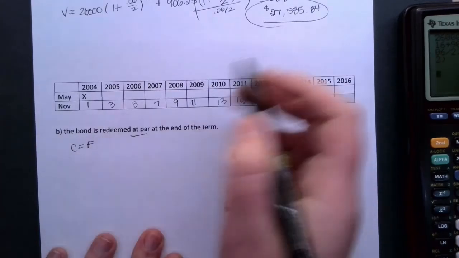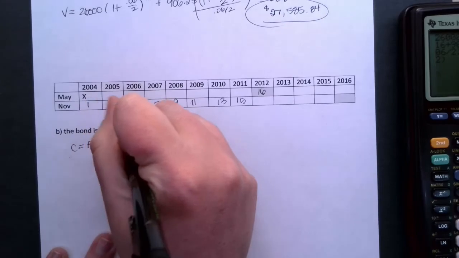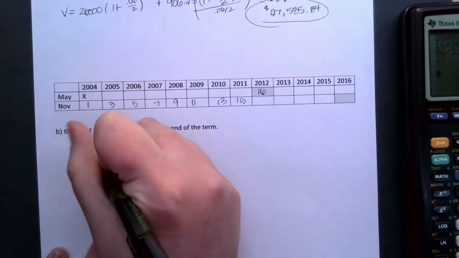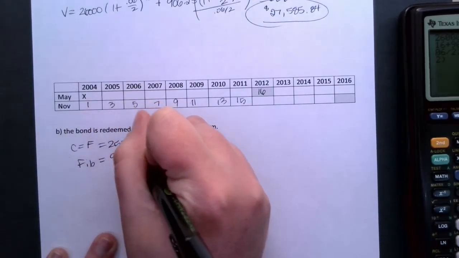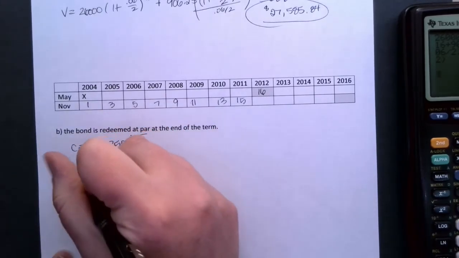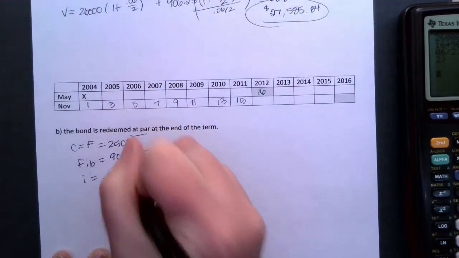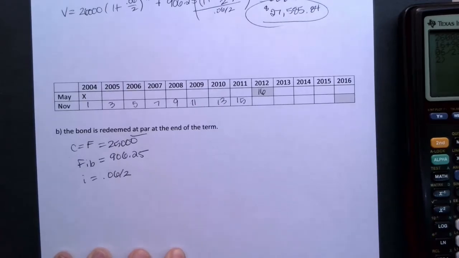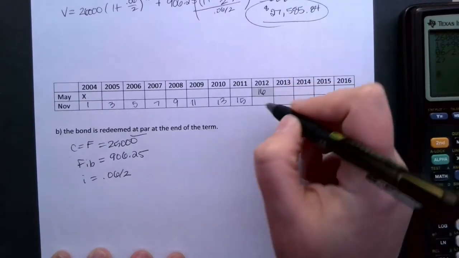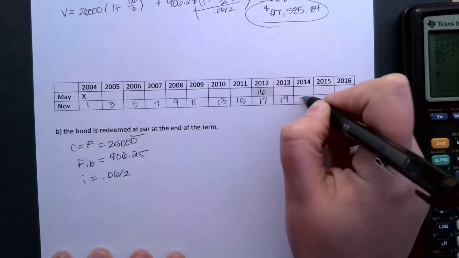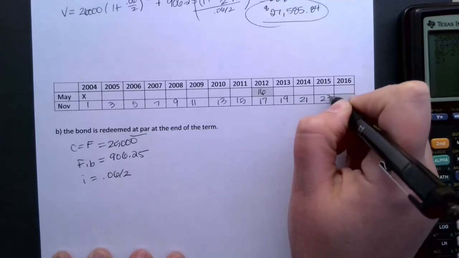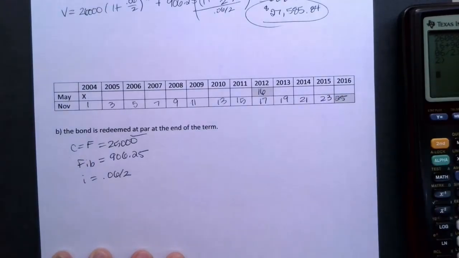So here we said F was 25,000, which is not going to change from above. Our FIB we calculated was 906.25. That didn't change. Our I is 0.06 over 2. That didn't change. So all of this information, nothing's changed. The only things that change from part A are our C and our N. When we finish calculating N, we get 17, 19, 21, 23, so 25 would be our N.